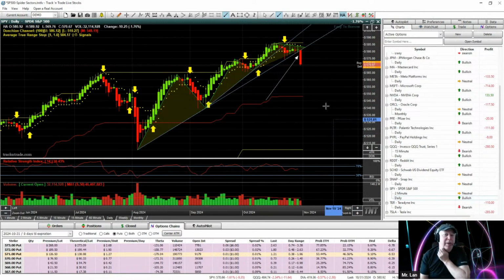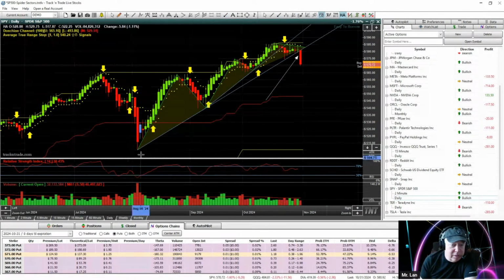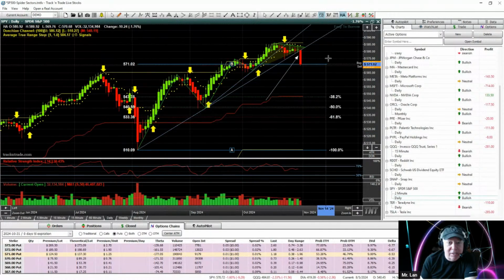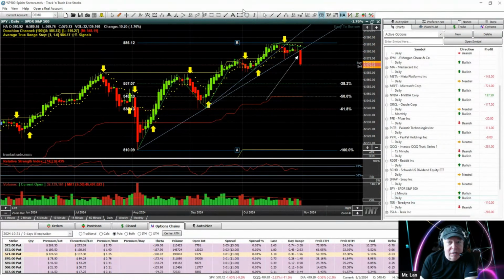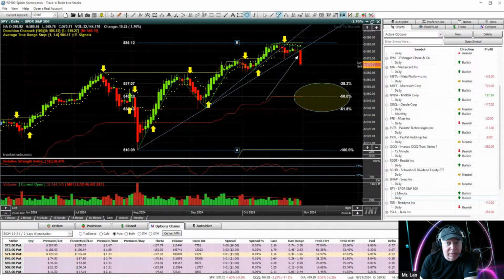And so where do we expect it to go? Well, nobody knows. Nobody knows. But where does it generally go? What are the probabilities? Probabilities tell us that it'll probably come back somewhere around this region here. That's a big drop. That's a big drop for this market, but that's not unheard of.